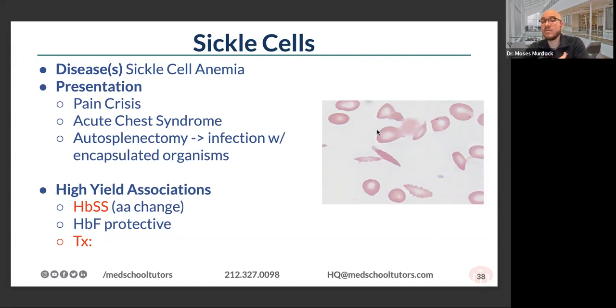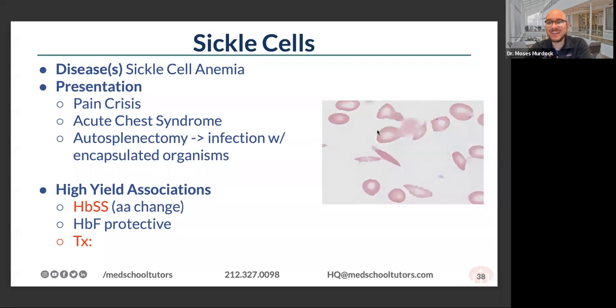And of course, when you have autosplenectomy and functional, if not surgical, asplenia, you are susceptible to infection with encapsulated organisms. Streptococcal sepsis can be fatal. So you have to be able to identify it in the real world. Really important to pick up on any sign of infection in patients with sickle cell disease.